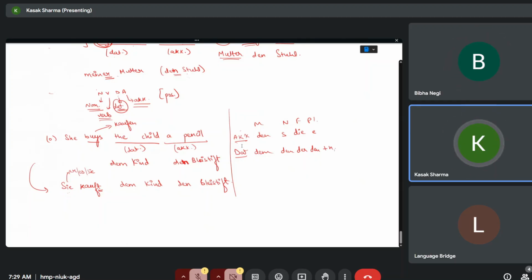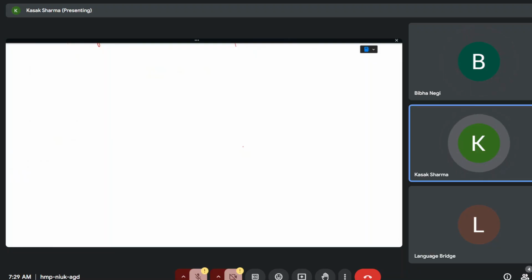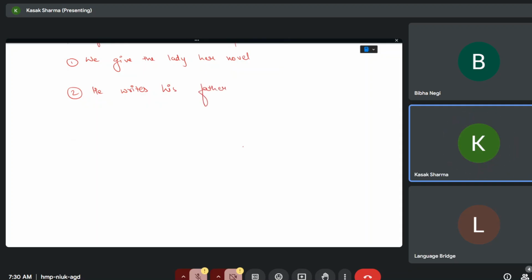Now for the wechsel sentences. First is: we give the lady her novel, and the second: he writes his father a letter. Only two sentences. Try this one. If there is any doubt, we will discuss tomorrow.